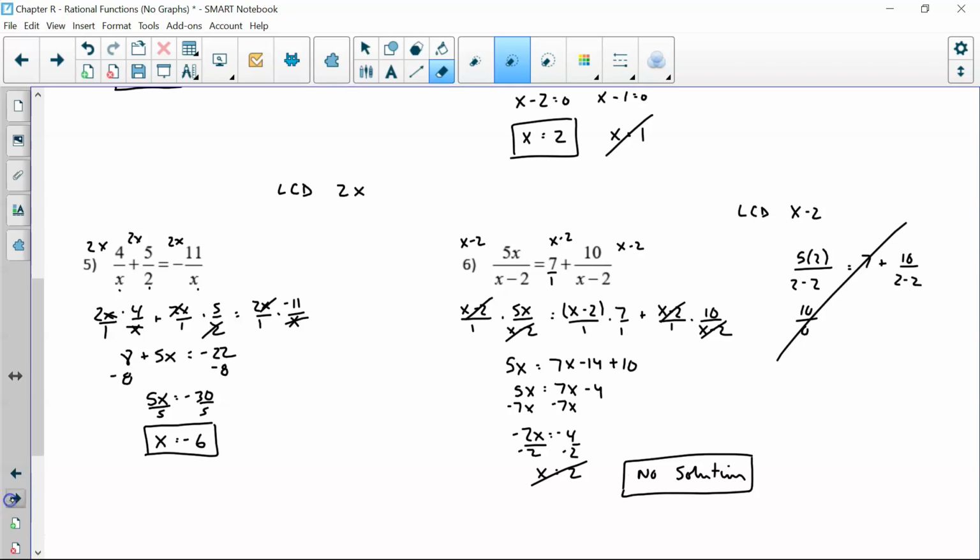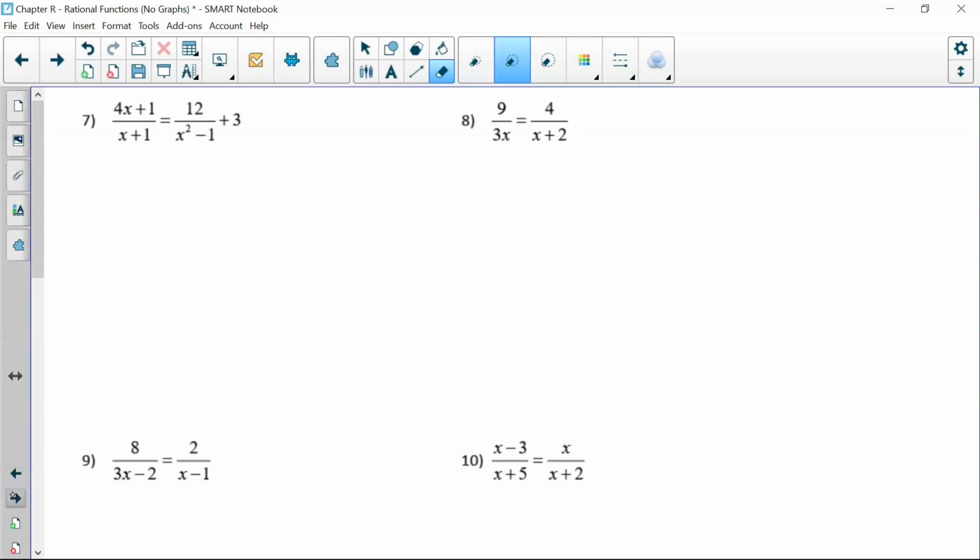Let's do one more, problem number 7 on the next page. Now, before I look for my LCD, I'm going to do a little bit of factoring. X squared minus 1 is the same as x plus 1, x minus 1. So for my LCD, I need an x plus 1. That takes care of this one and this one. I need an x minus 1. That takes care of this one. And I also need a 3. That takes care of this one. Oh, sorry. I don't need a 3 because that's not in the denominator. Sorry about that. So we're going to multiply everything by x plus 1, x minus 1.